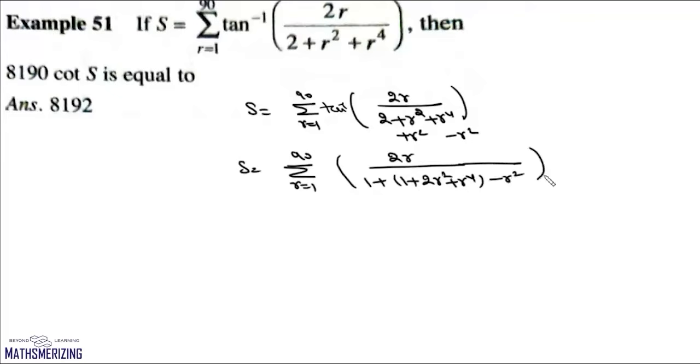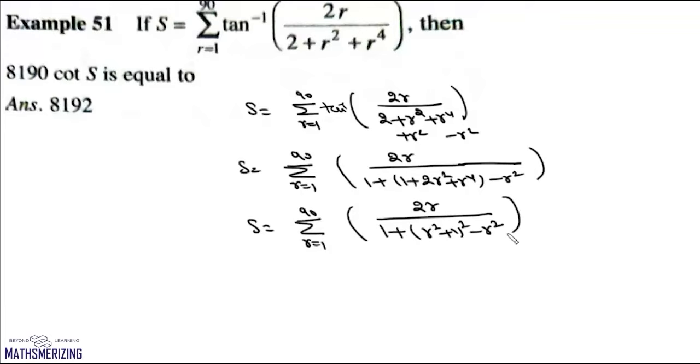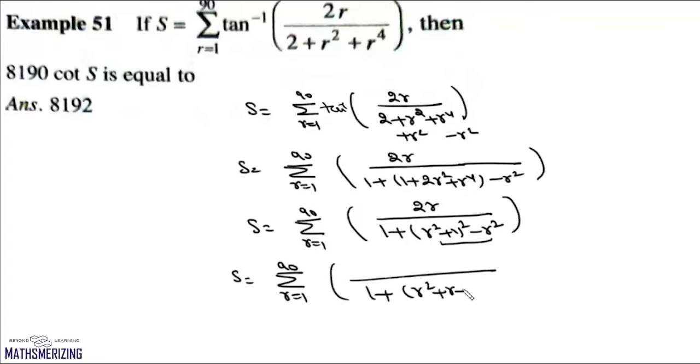minus r square. So we can write this series as this summation r varies from 1 to 90 and it'll be 2r upon 1 plus r square plus 1 whole square minus r square. Now this is a plus b into a minus b. So we can express this as this summation r varies from 1 to 90 of 2r upon 1 plus r square plus r plus 1 into r square minus r plus 1 and it'll be r square plus r plus 1 minus r square minus r plus 1, and we have tan inverse all the way.